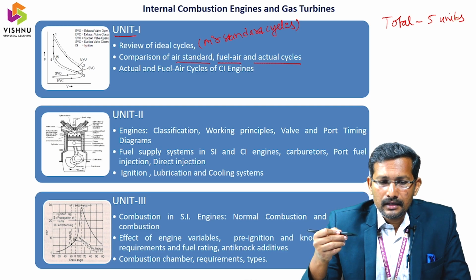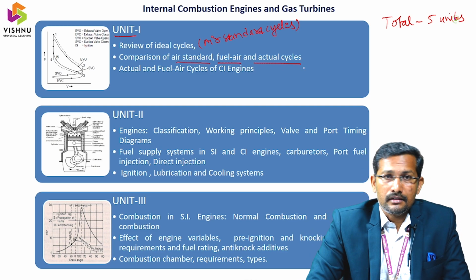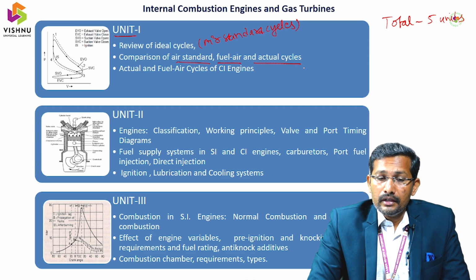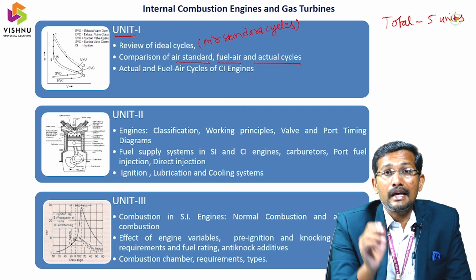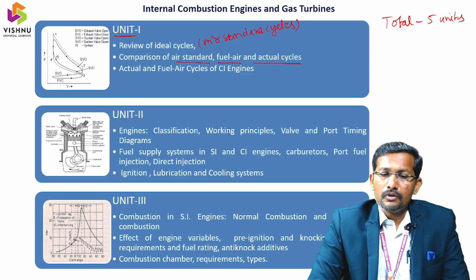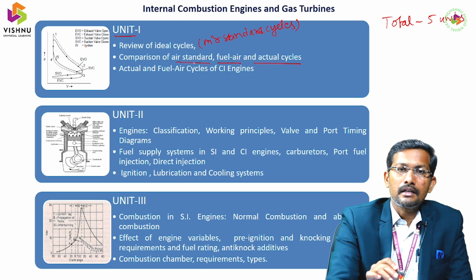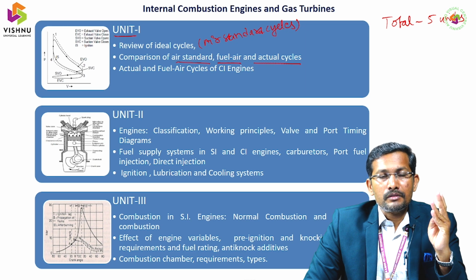In the air standard cycles, air is the working medium. In the fuel air cycles, fuel air is the working medium, and in actual cycles also, fuel air is the working medium. But what is the difference is, in the air standard cycle all the processes are reversible. Coming to fuel air cycles, the processes are reversible, but in the actual cycle, the processes are irreversible. That means in the air standard cycle, everything is ideal: ideal working fluid air and ideal process, meaning reversible process.